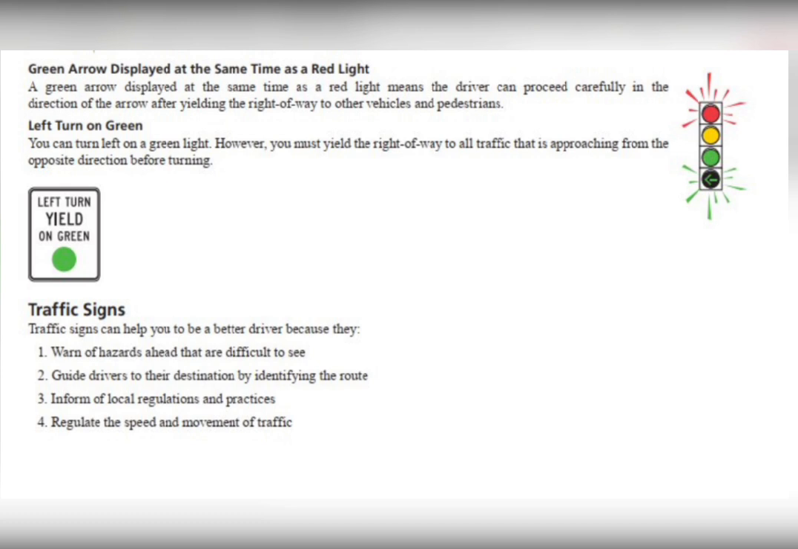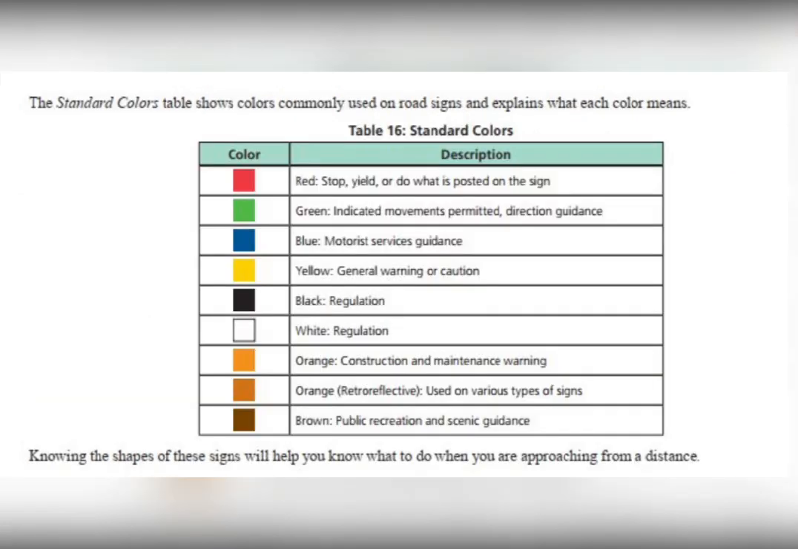Traffic signs. Traffic signs can help you to be a better driver because they: 1. Warn of hazards ahead that are difficult to see. 2. Guide drivers to their destination by identifying the route. 3. Inform of local regulations and practices. 4. Regulate the speed and movement of traffic. The standard colors table shows colors commonly used on road signs and explains what each color means.